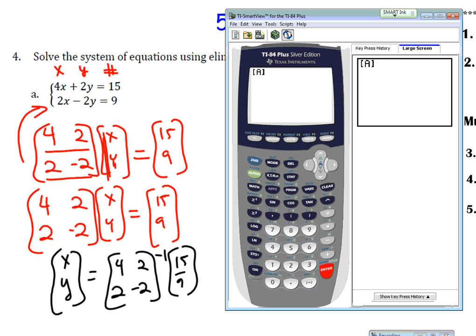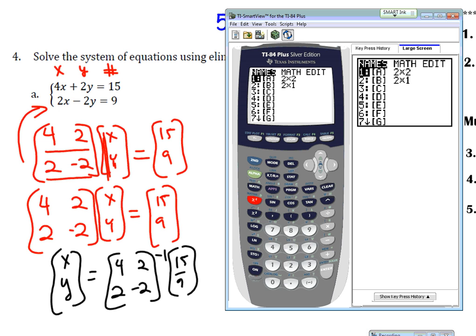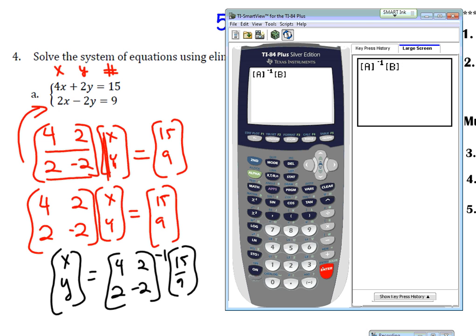Then the inverse button is the button that you keep hitting for matrix. Just actually hit that. Then I'm going to go second matrix and hit B. And I hit enter. There's my answer. So 4 and negative 1/2.